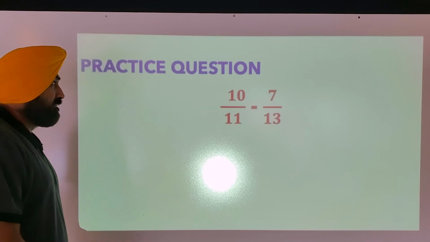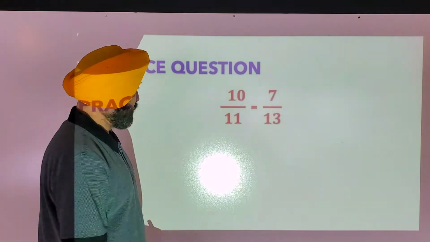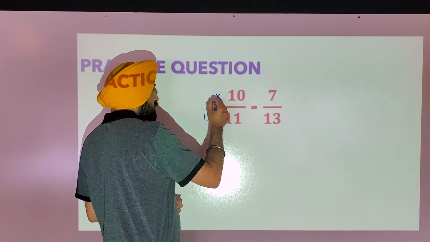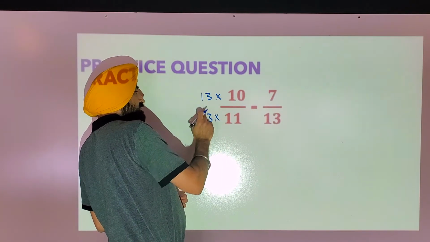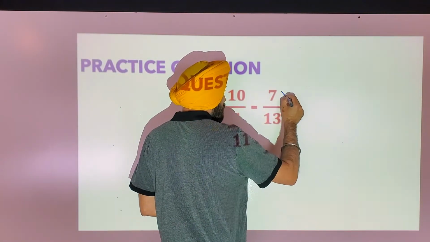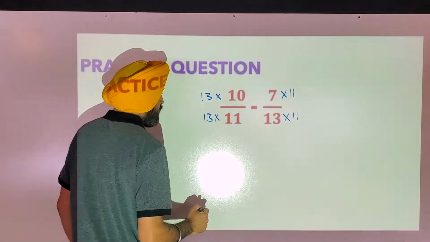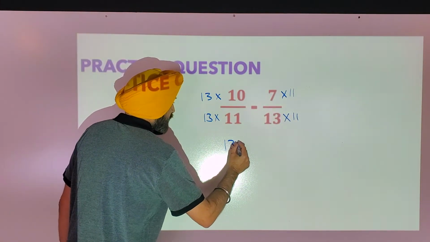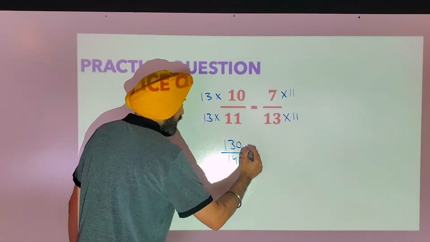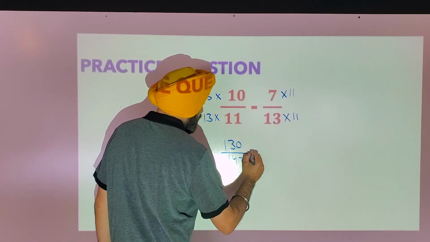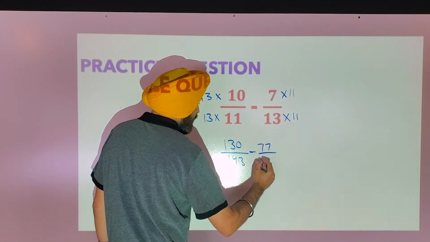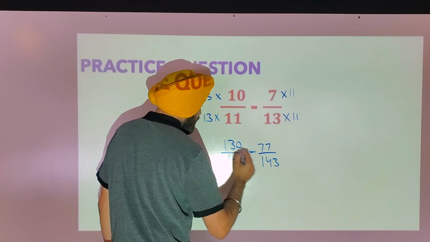10 over 11 minus 7 over 13. What you can do is multiply this by 13, both top and bottom. Whatever we do at the bottom, same at the top. Same here, multiply this by 11, both top and bottom. So you get 130 over 143, minus 7 times 11 is 77, and 11 times 13 is 143.